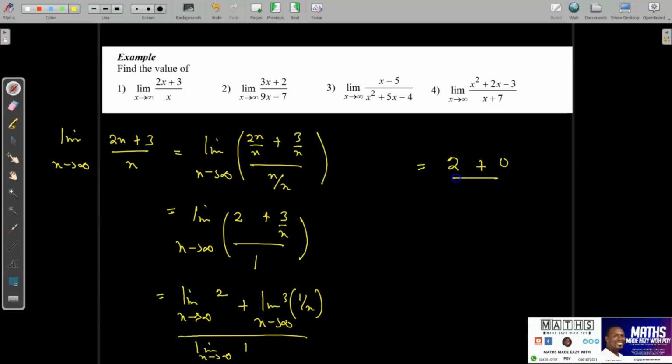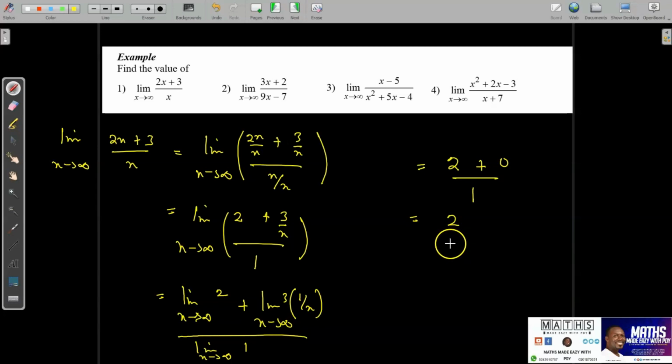Very good. All over limit of 1 as x approaches infinity. What's the answer? It's 1. So finally, we are going to have our answer as 2. So the limit of (2x plus 3) over x as x approaches infinity, the answer is 2. Are we all clear with what I've done here?